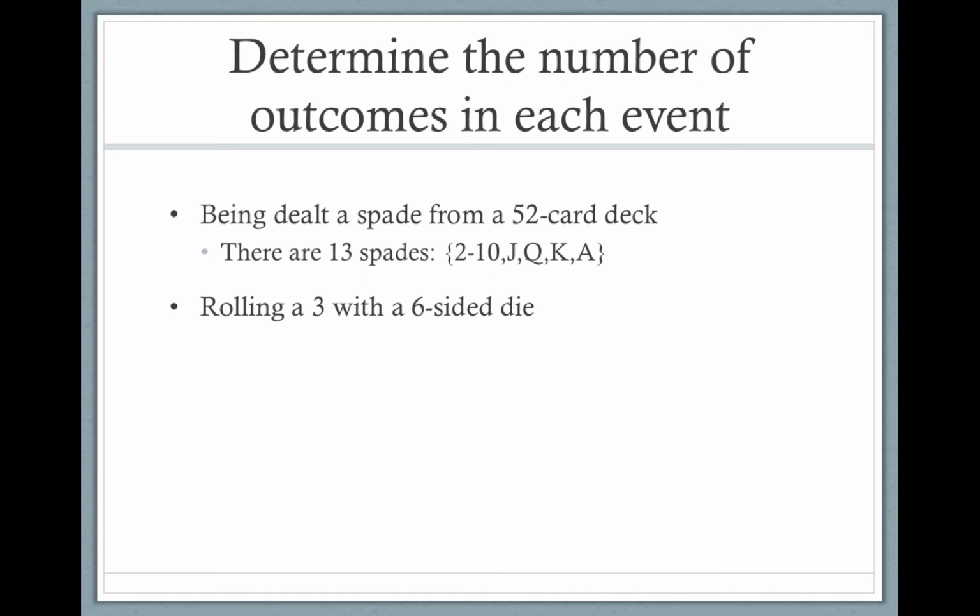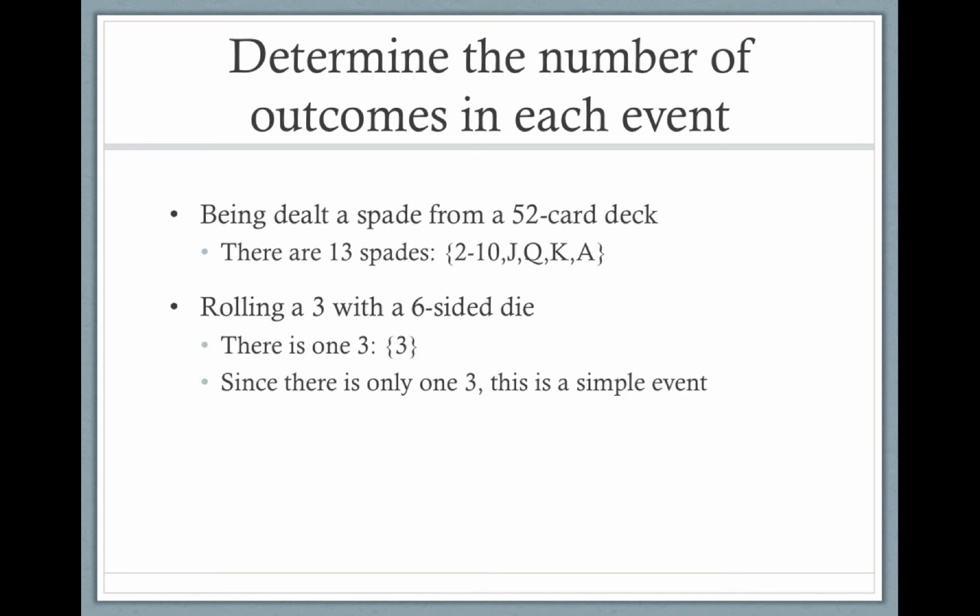All right. What about rolling a 3 with a 6-sided die? Well, how many faces of the die have the number 3? The answer is just 1. And since there's only one 3, this is an example of a simple event.